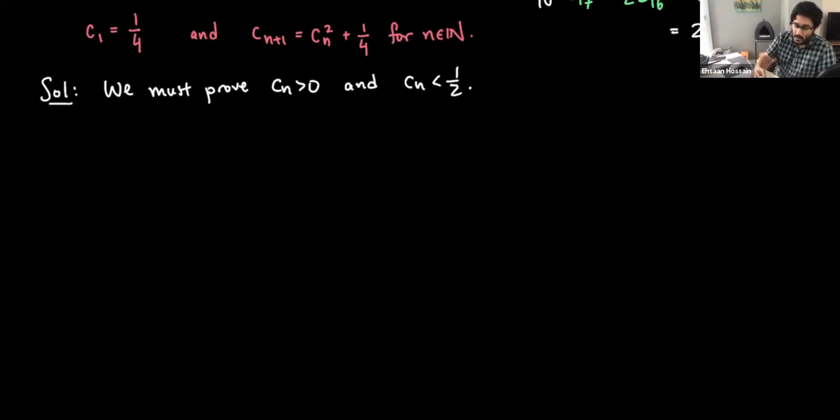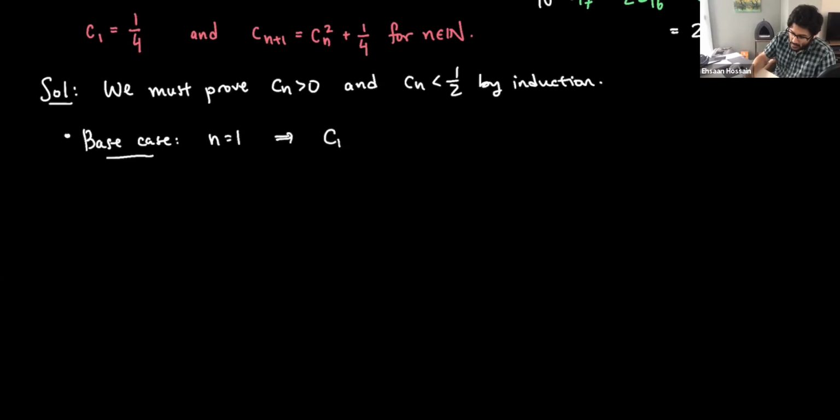Watch. Okay, so by induction on n. When I set up an inductive proof, the first thing is the base case, and I want it for all natural numbers n. So I do n equals 1, in which case I know C1 is 1/4, and that's definitely between 0 and 1/2. I'm going to use interval notation as a shorthand. All right, base case, and then the induction step.